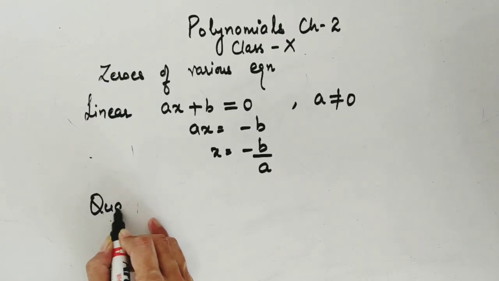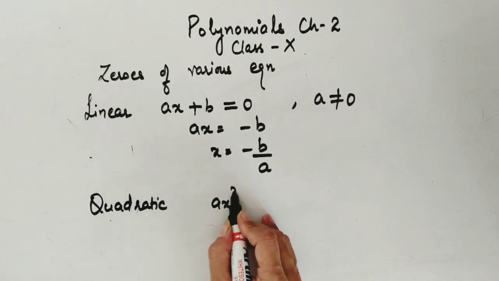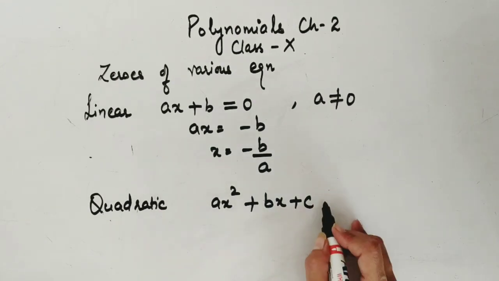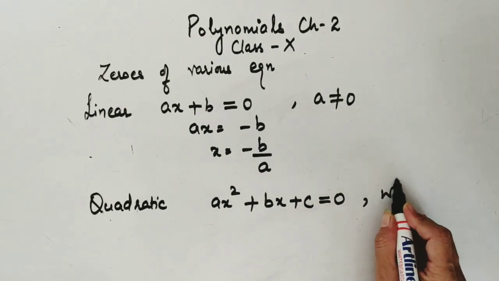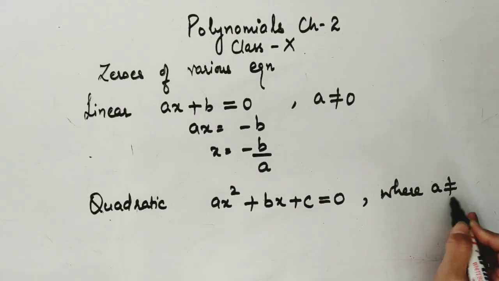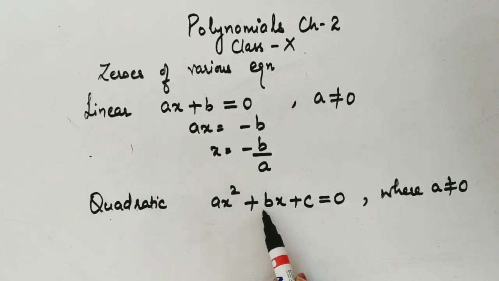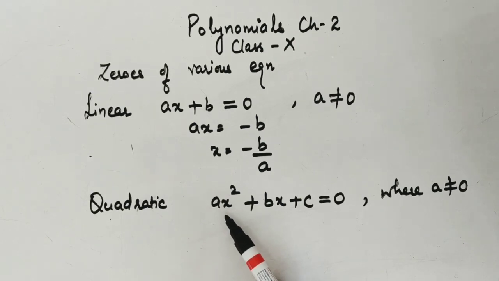For a quadratic polynomial, it is of the form ax squared plus bx plus c, and if I change it into an equation, it would be equal to 0. It would be written in this form. And what should be the condition? This a should not be 0, because we know if a becomes 0, it would no longer be a quadratic equation. It would result in a linear equation. So this condition needs to be fulfilled.